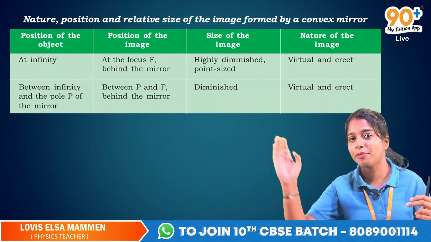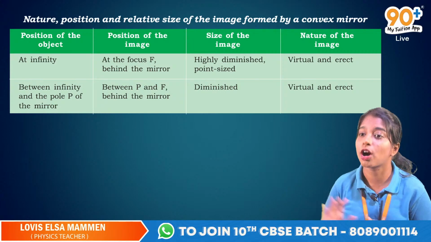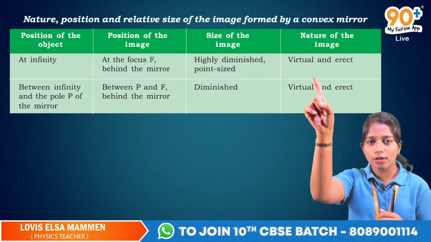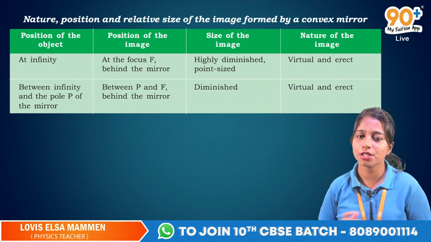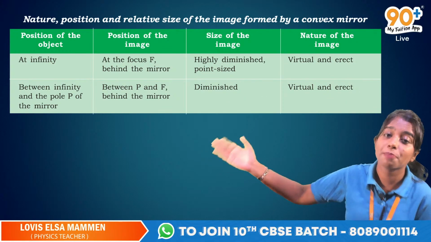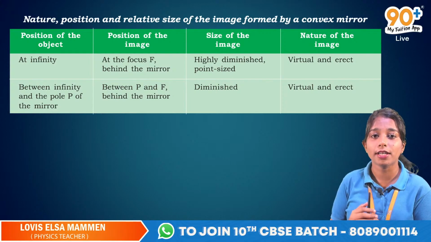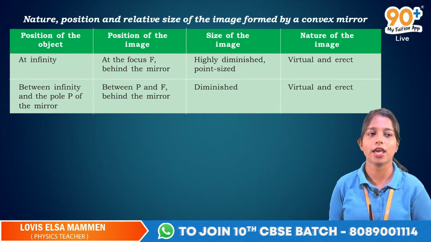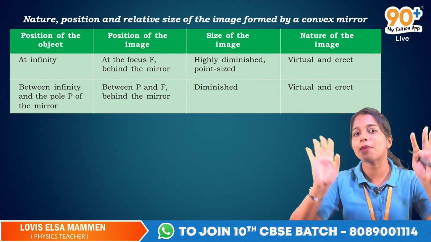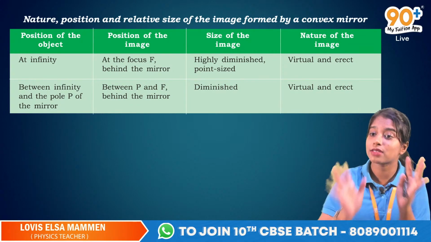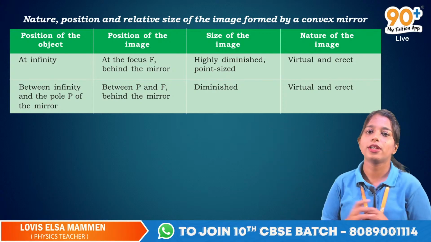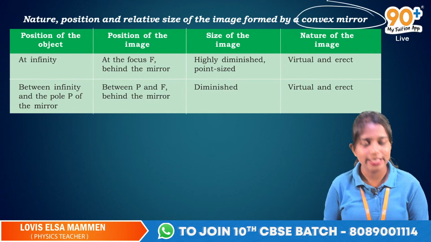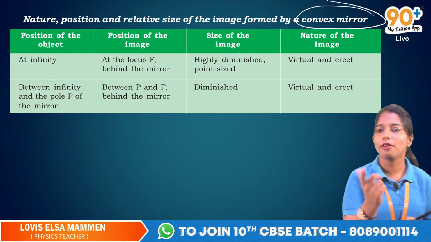This is the table of image formation of a convex mirror. When you keep your object at infinity, you get a virtual, erect, highly diminished image. When you keep your object between infinity and the pole of the mirror, you also get a virtual, erect and diminished image. Wherever you keep your object, the image will always be virtual, erect and diminished. So it's a convex mirror.